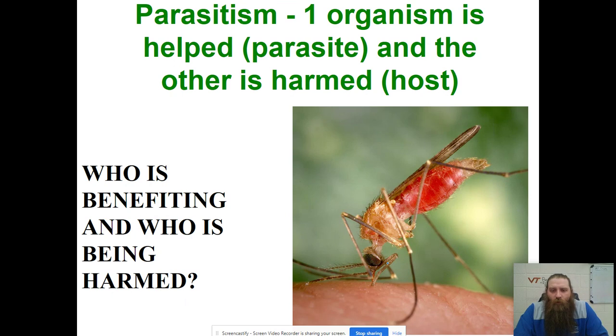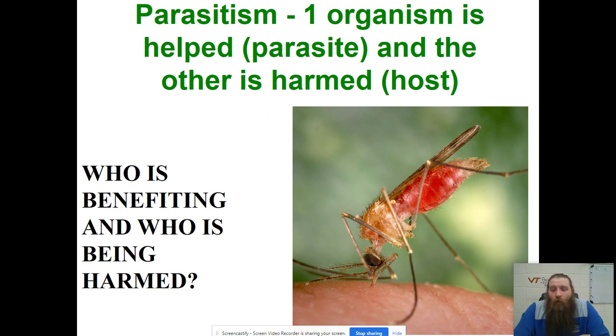And the last form of symbiosis is parasitism. And in parasitism, one organism is helped, the parasite, the mosquito in this picture, and the other is harmed, right? And we call that the host. So obviously here, the mosquito is benefiting, right? It's getting a meal. You can see that meal because this mosquito is kind of translucent, transparent there. And the organism, the host, is losing blood. So at a base level, right, it's just losing the blood.